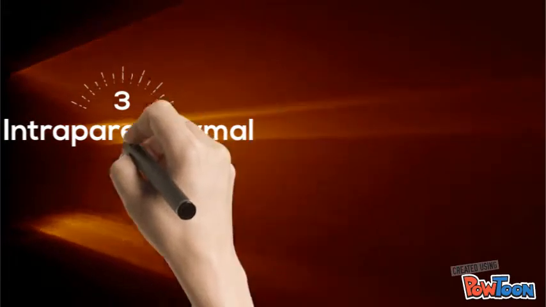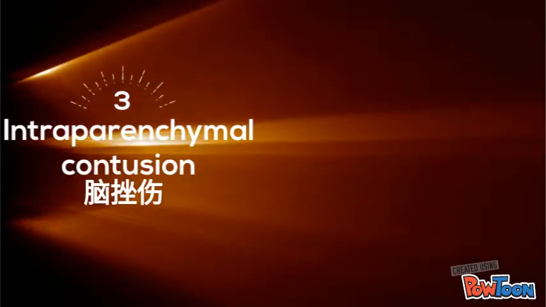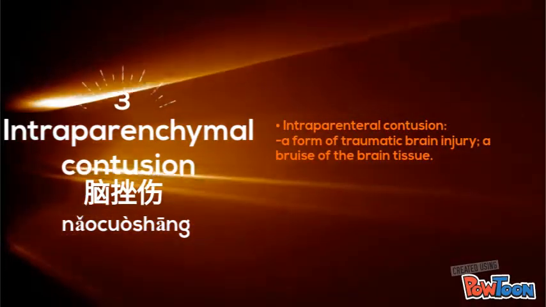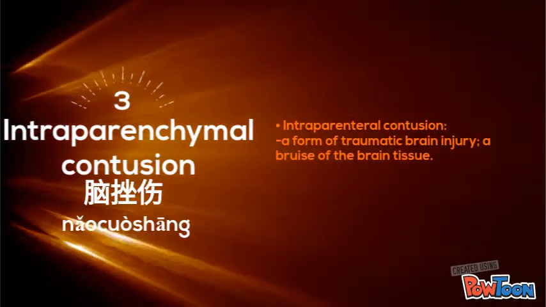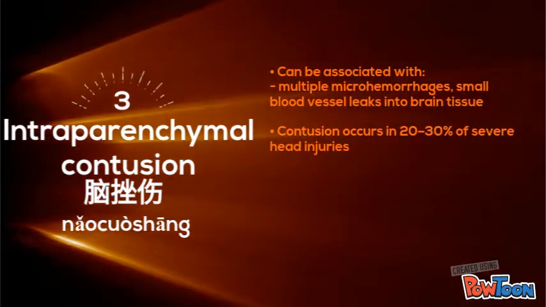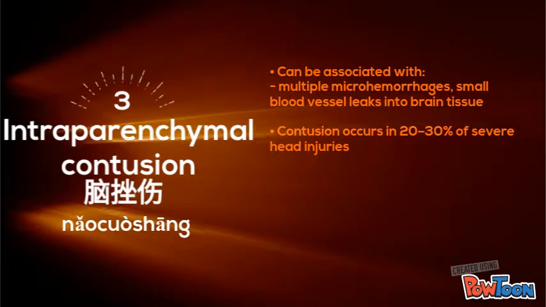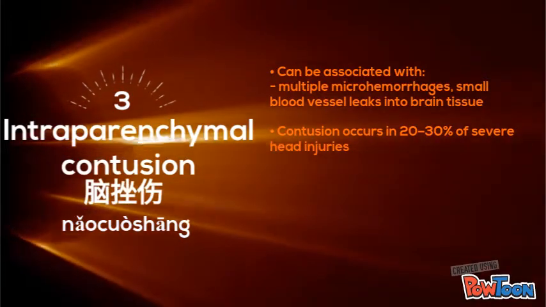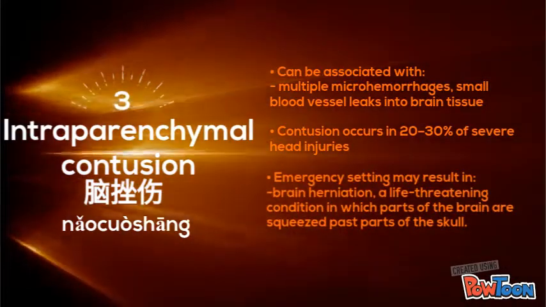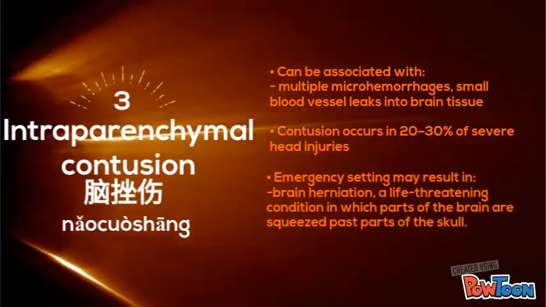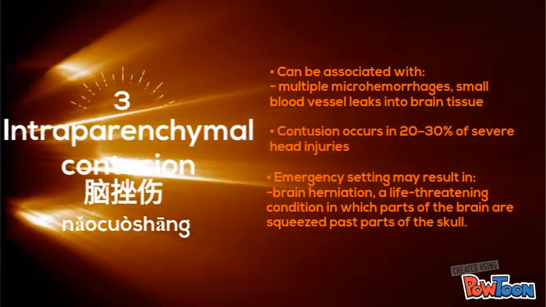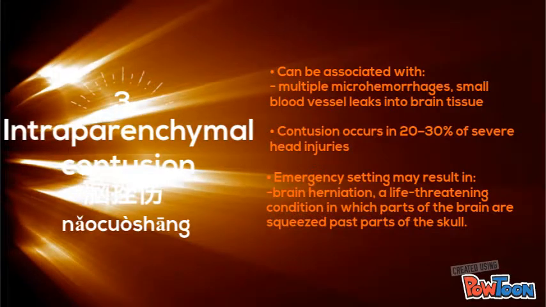Intraparenchymal contusion, 脑挫伤. It's a form of traumatic brain injury. It's actually a bruise on the brain tissue. Like bruises in other tissues, cerebral contusion can be associated with multiple microhemorrhages, small blood vessels that leak into brain tissue. In the emergency setting, it may result in brain herniation, a life-threatening condition in which parts of the brain are squeezed past parts of the skull.